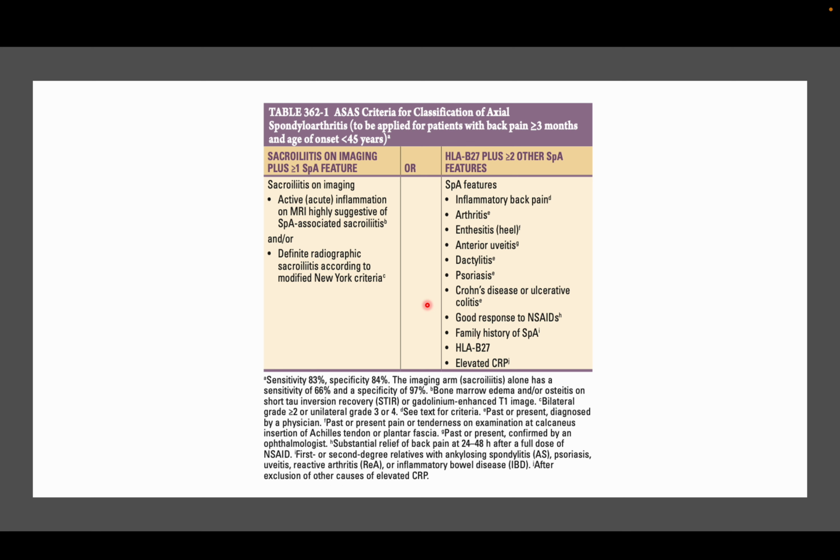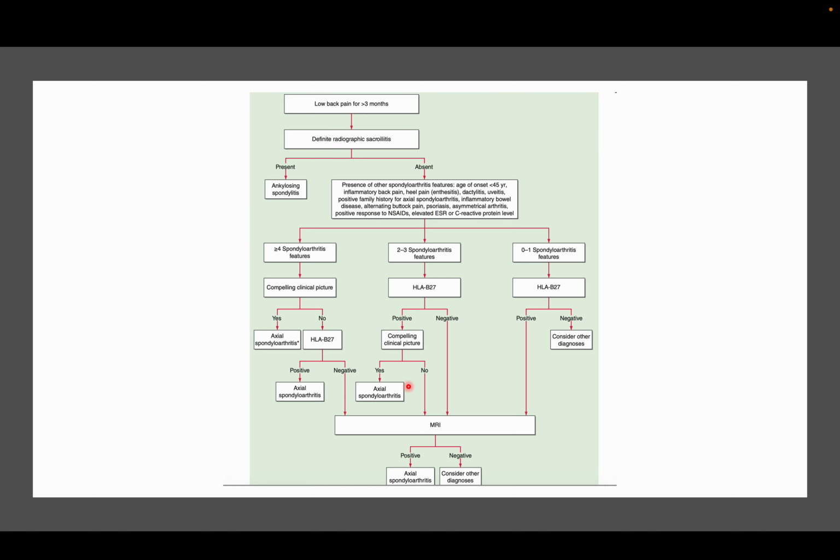One more thing: substantial relief of back pain after 24 to 48 hours of NSAIDs. You can give naproxen, and if there is significant pain relief, that might be inflammatory back pain. So this is lower back pain for more than 3 months. If definite radiographic sacroiliitis is present, it's ankylosing spondylitis. If it is absent, you look for other history features. If more than 4 features are present, then it's SPA. Otherwise, check for HLA-B27 positivity, and if it is positive, it is axial spondyloarthritis.